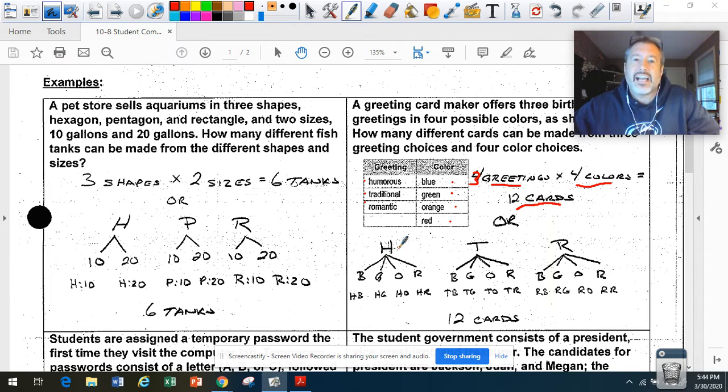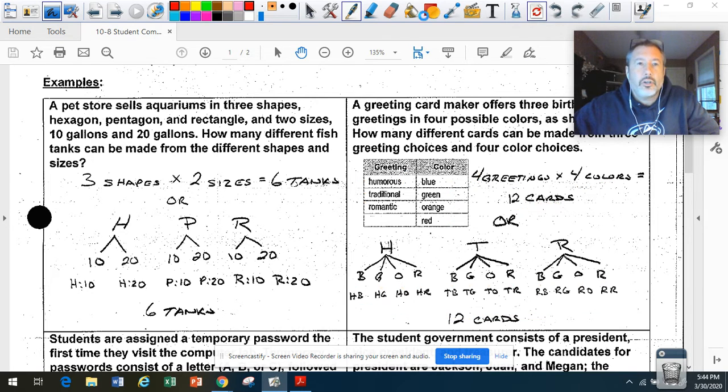If we make a tree diagram from this one, we have our humorous cards that can either be in blue, green, orange, or red. Then we have our traditional cards, which can be in blue, green, orange, or red. And then finally, we have our romantic. We have our blue, our green, our orange, our red cards, and here are all of our results down here. So we have 1, 2, 3, 4, 5, 6, 7, 8, 9, 10, 11, and 12. So we have 12 different cards that we can choose from here.